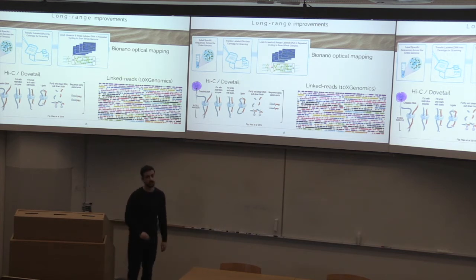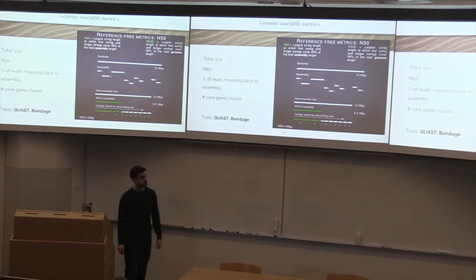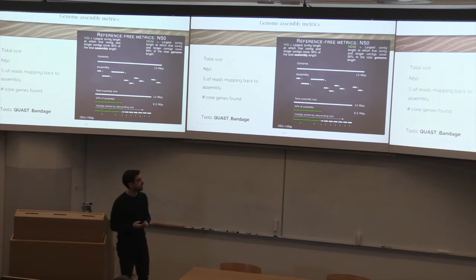And in my opinion, all 3 are valid ways to increase contiguity of assemblies. Just one slide on the evaluation of assembly, and just quickly to mention that there are some metrics that can be computed to see how good an assembly is, and some are very straightforward, such as the total size and so on. And 2 tools are very useful for doing this. One is QUAST, which computes all the metrics. The other one is Bandage, which visualizes the assembly graph.